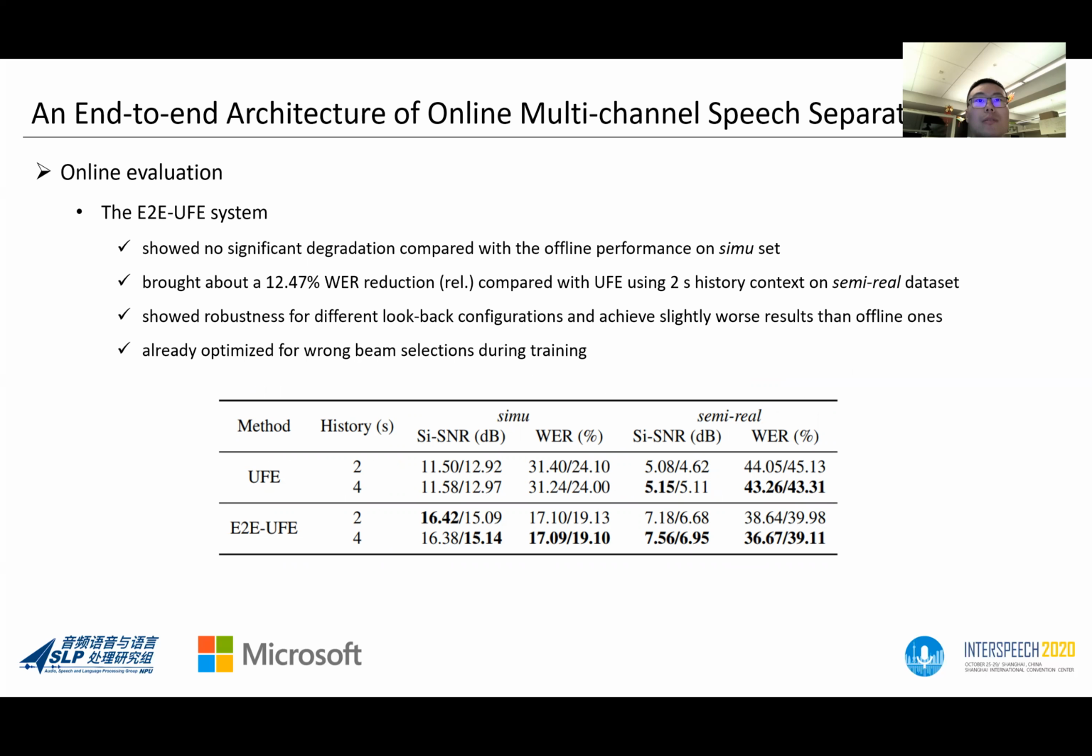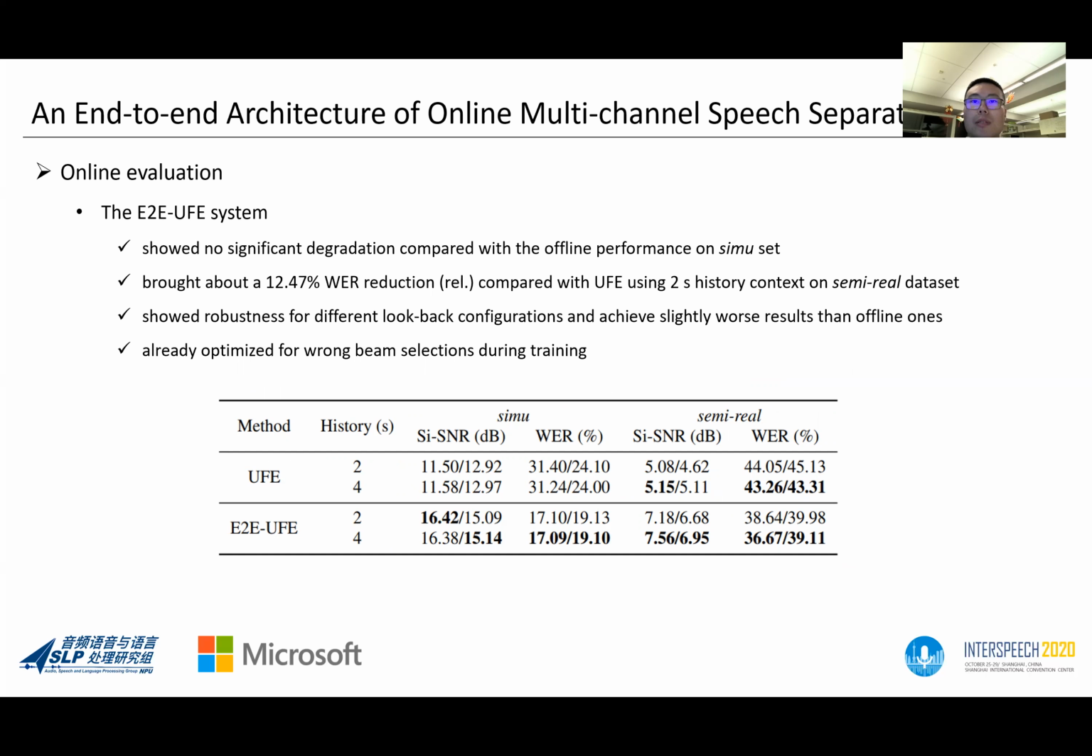This page shows the results of the block-wise online evaluation. On the simulated data set, E2E UFE shows no significant degradation compared with the offline performance. On the semi-real dataset, it brought about a 12.47% average relative WER reduction compared with the UFE system using a 2 seconds history context. Increasing the look-back context can lead to slightly better results. By contrast, the original UFE results in much larger performance degradation for the online evaluation.